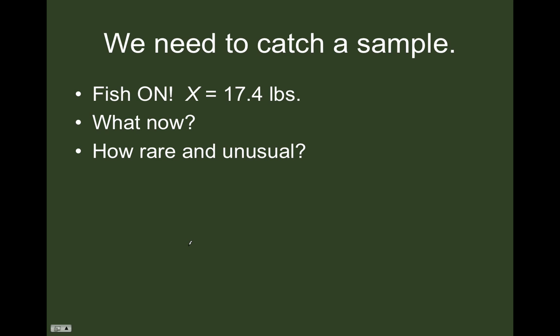Well, the question that we need to ask about this particular data value is how rare and unusual is it given that the null hypothesis is true. And the particular statistic that's going to answer this question is the p-value. So let me rewrite the statistical hypothesis that we're considering in this example. The null hypothesis is that mu is equal to 30. The alternate hypothesis is that mu is less than 30.